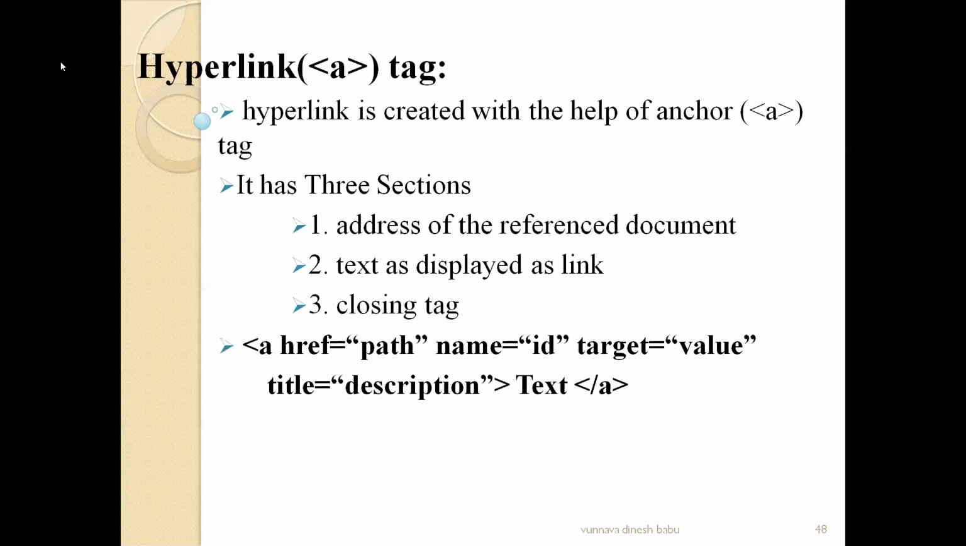So let us see. This is the basic syntax of an anchor tag. The name of the tag is anchor. It is defined by A. And the next one, which is after A, is called href, which means hyperlink reference. For this hyperlink reference, we have to pass the address of the referenced document. So what is to be opened when we click on the link? The address of that thing should be provided here.